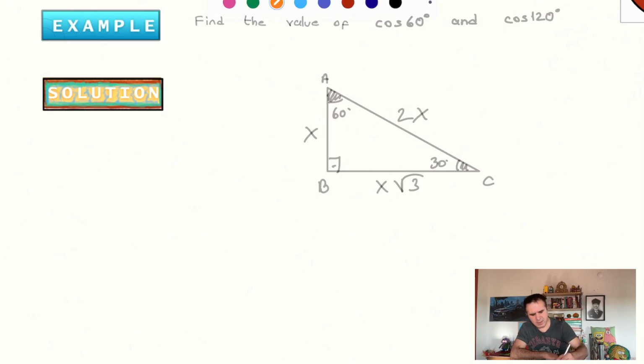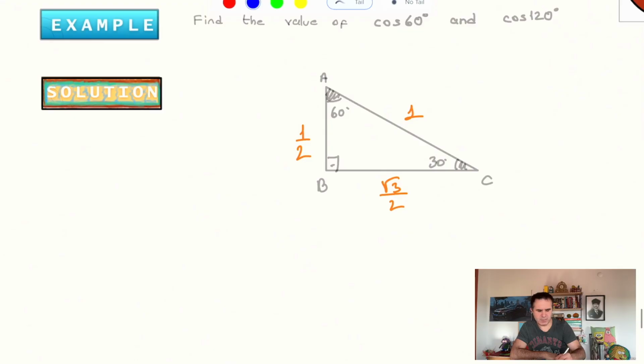Or you can say that if 2x here is 1, x will be 1 over 2, and if x is 1 over 2, here we have square root of 3 over 2. Then let's write it here. And now, in the unit circle, the radius is 1. I made the hypotenuse here 1. Then this means that sine of 30 degrees is 1 over 2, and cosine of 30 degrees is square root of 3 over 2. And also sine of 60 is square root of 3 over 2, and cosine of 60 degrees is 1 over 2.